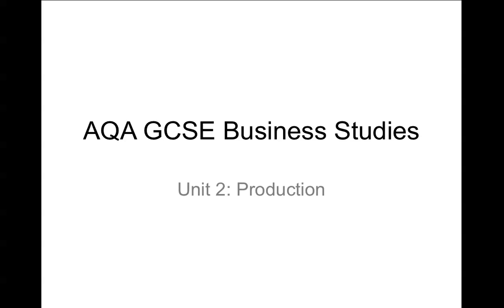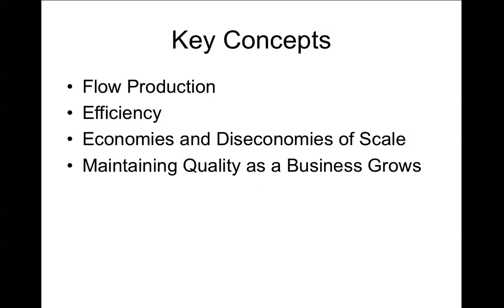Alright, this is a video lesson for AQA GCSE Business Studies Unit 2 Production section. So what we're going to want to go through here are the key concepts: flow production, efficiency, economies and diseconomies of scale, and maintaining quality as a business grows.